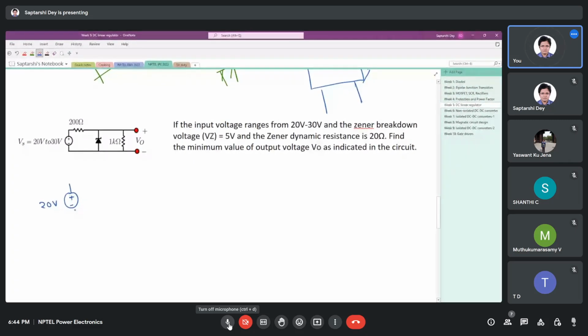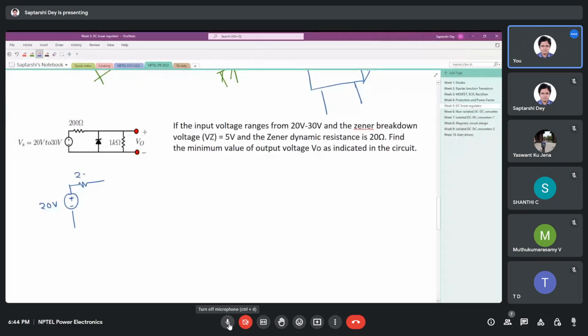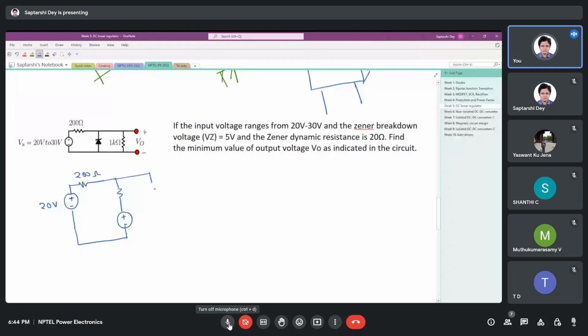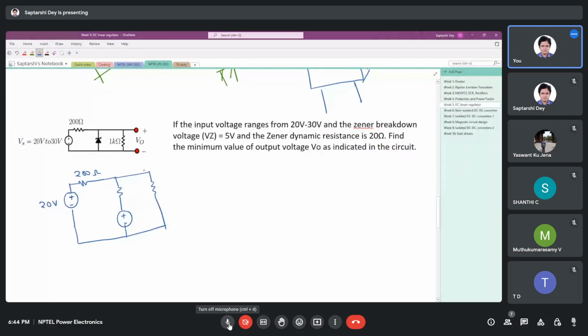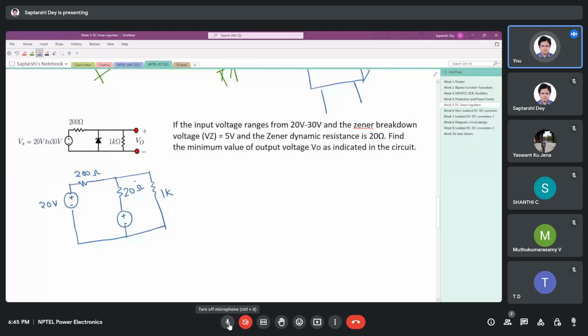Okay, so 20 volt, 200 ohm. The Zener diode we will draw as its equivalent circuit like this. So this is 20 ohm. They say this is now 220 and 1k. We have been asked to find out VO. See, this is VO.